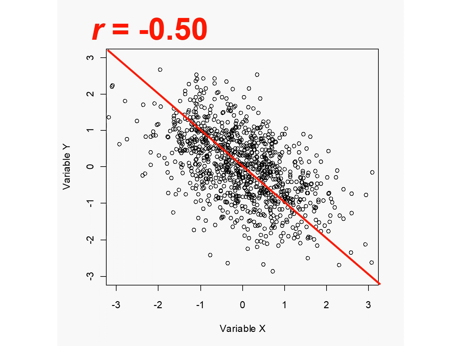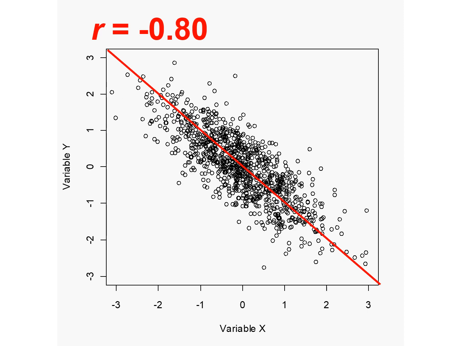In this scatter plot, the correlation is negative 0.50. Notice that the points in the scatter plot have moved closer to the line. The relationship between x and y is stronger in this scatter plot than when the correlation was 0. In this scatter plot, the correlation is negative 0.80. The dots are even closer to the line. The relationship of x and y is getting very strong.